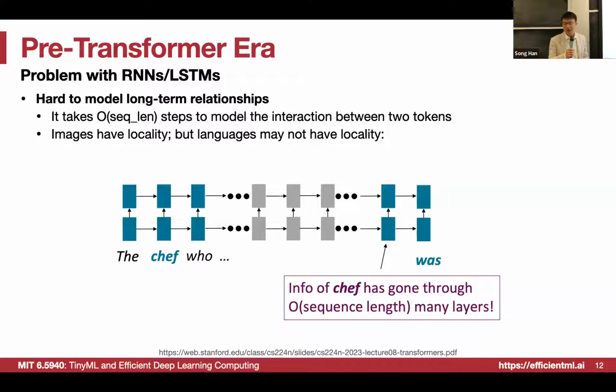And here, the problem of RNN and LSTM is that if you have a long sentence in the middle, and you want to get the information of chef, which was actually quite a while ago, the information of chef has gone through many layers, which is proportional to the sequence length. So potentially, it takes an order of the sequence length of steps to model the interaction between two tokens. So image has such kind of locality, but language may not have the locality.